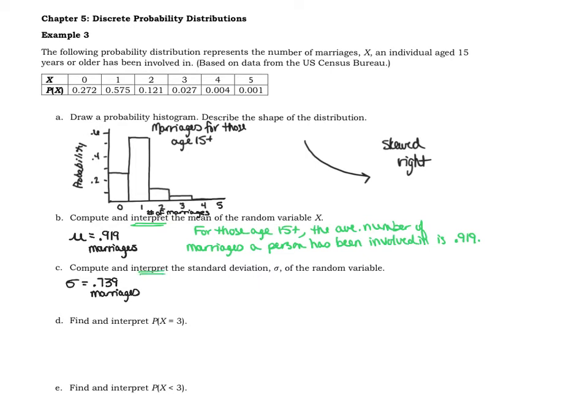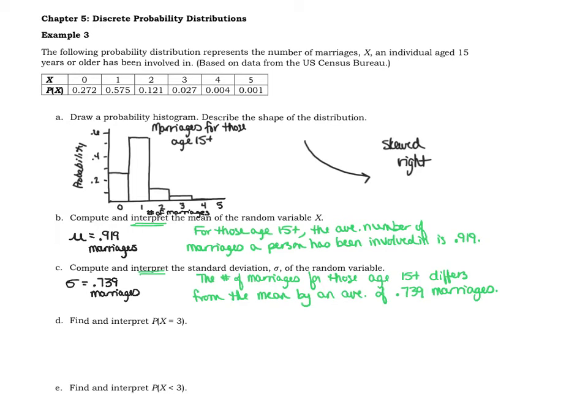Okay, and we're going to interpret the standard deviation. Okay, so the number of marriages for those age 15 and older differs from the mean by an average of 0.739 marriages. Okay. All right, moving on to D.